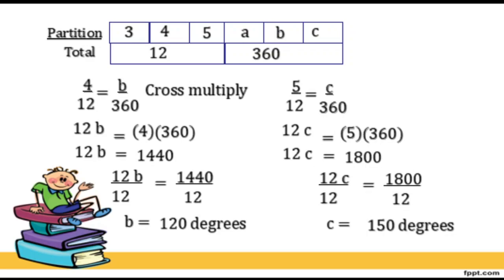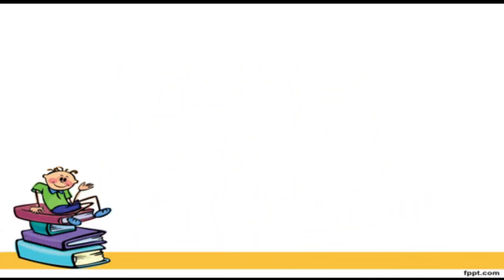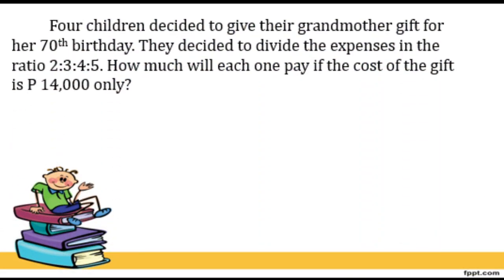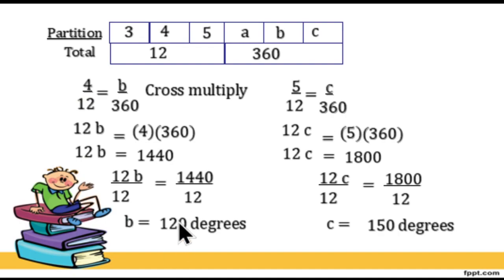Now, if we add the three angles, A plus B plus C, which is equal to 90 plus 120 plus 150. 120 plus 150 is equal to 270, plus 90 is equal to 360 degrees. Okay, next.